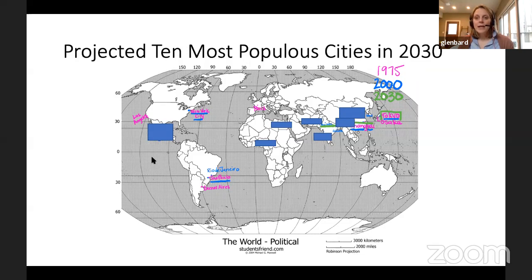We look at Shanghai and Delhi. Again, Shanghai, we talked about the port. Delhi, that center point for India. Mumbai is a cultural hub. It's a port as well. My students, we like talking about the entertainment industry of Mumbai as well. Beijing, the government, the political center.